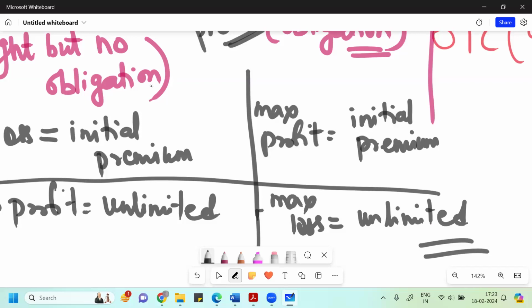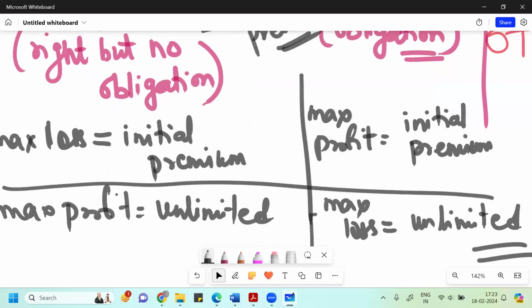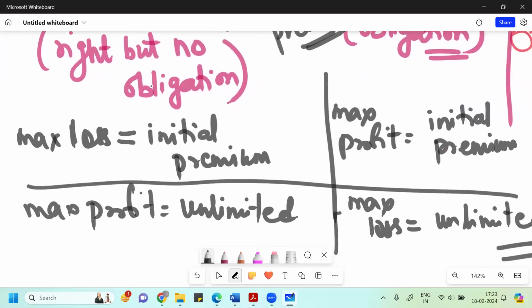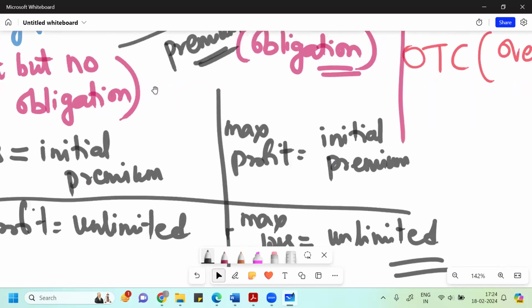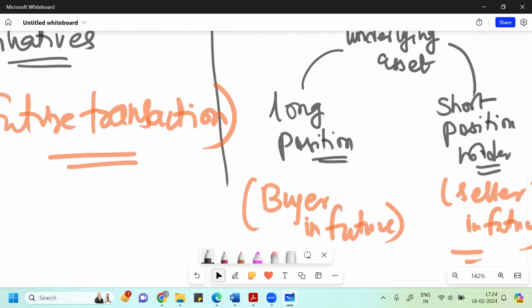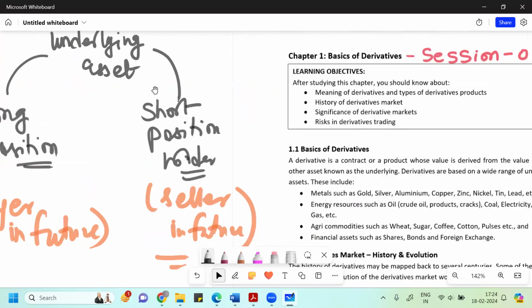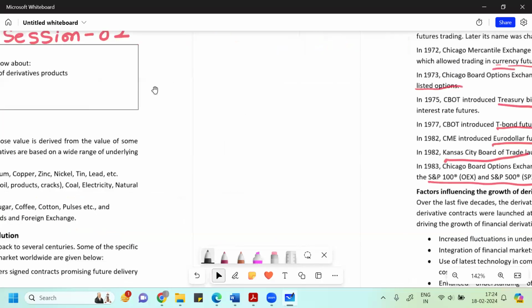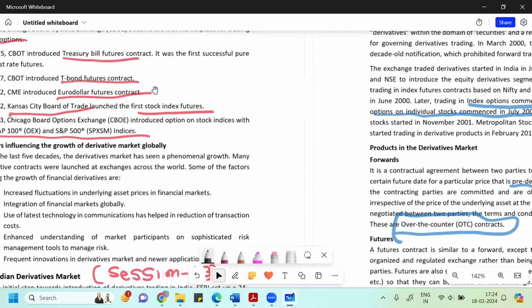So you have to understand here the profit possibility and loss possibility: the profit possibility of the long position holder is unlimited, while the loss possibility of the short position holder is also unlimited. We'll discuss more about this in our further videos. I believe you guys are not going anywhere. You will be there with me. So I'll discuss more in further sessions.